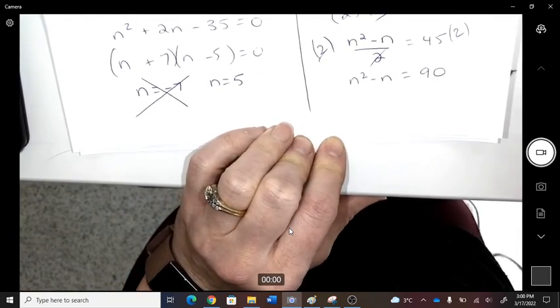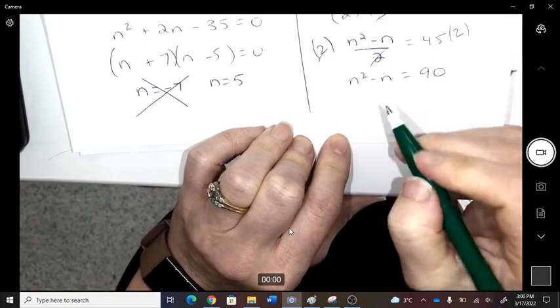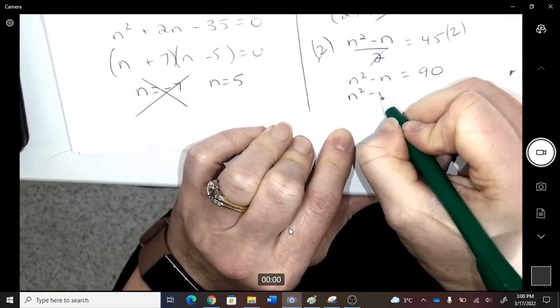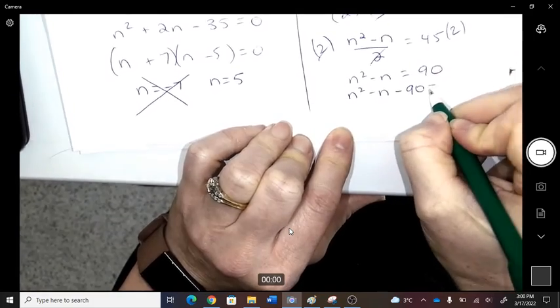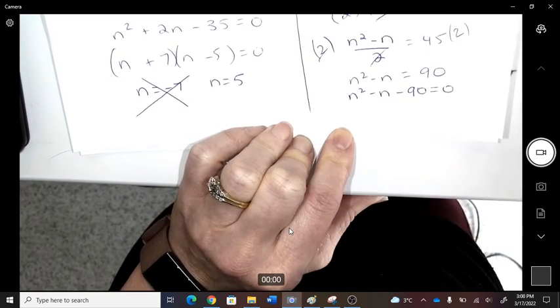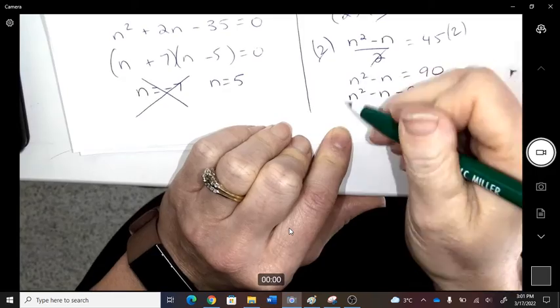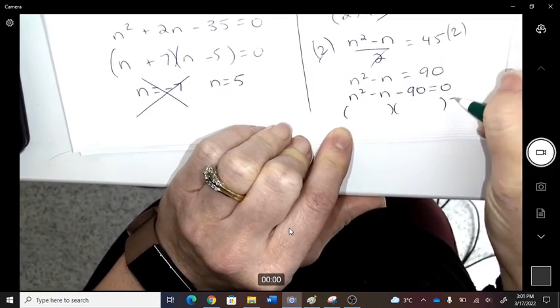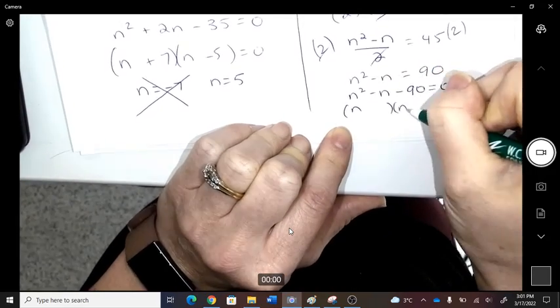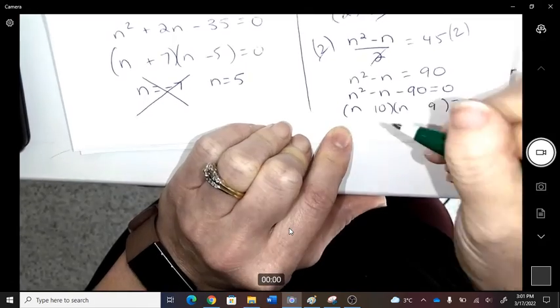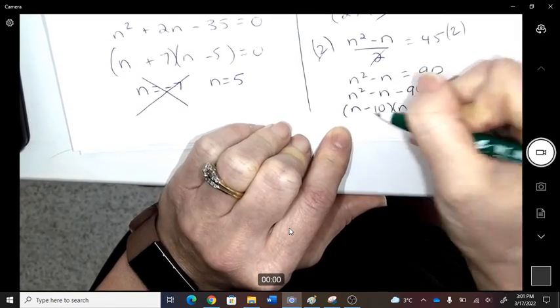Now, what are you thinking? Factoring, but I have to first move, right? Factoring has to have zeros on one side. Do you have something in mind that would multiply to 90? 10 times 9. What do I need? A minus 10?